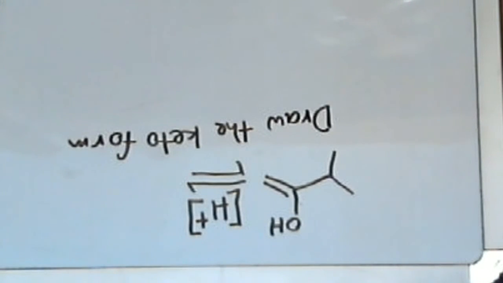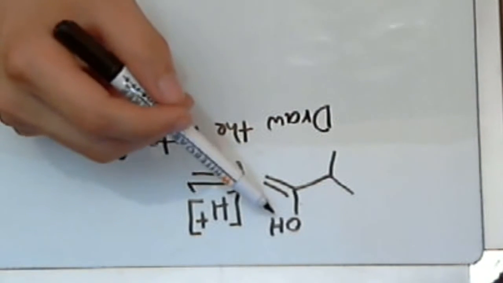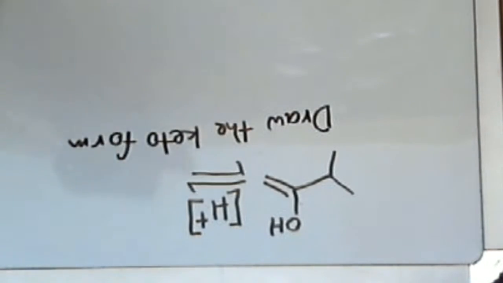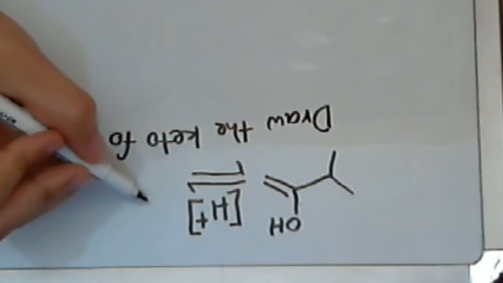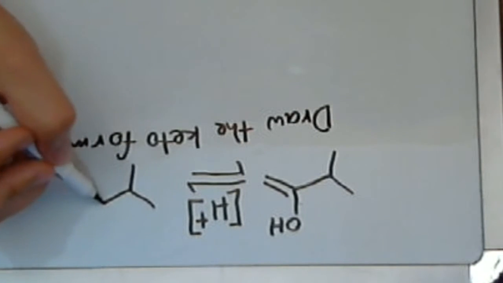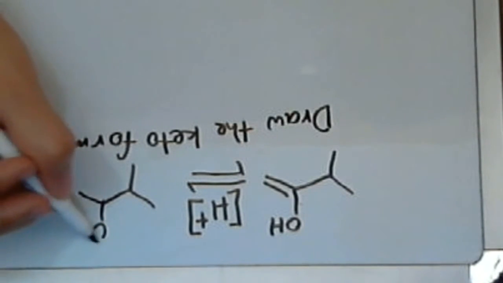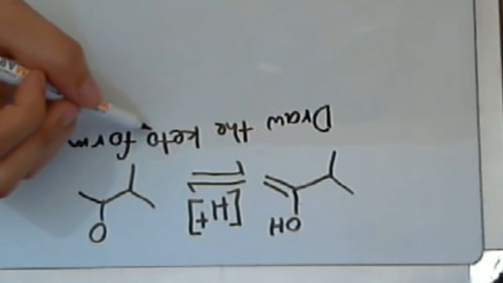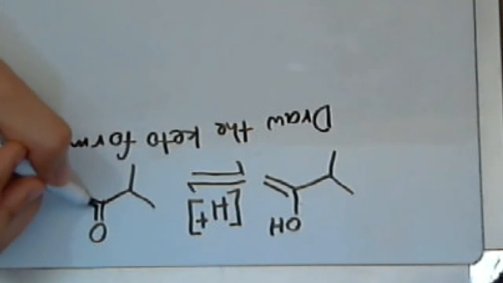So, a tautomer is when you switch the position of the hydrogen, but besides that, the bond connectivity is the same. So, we have an O, right? And we know it's a keto form, right? So it's going to be a ketone.